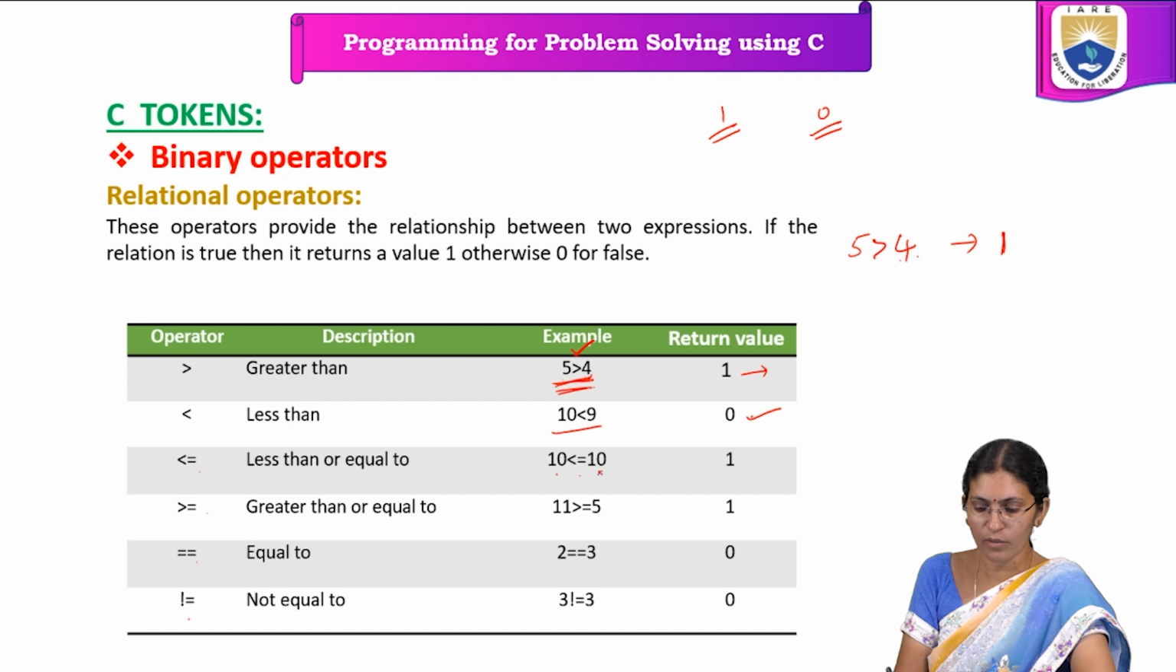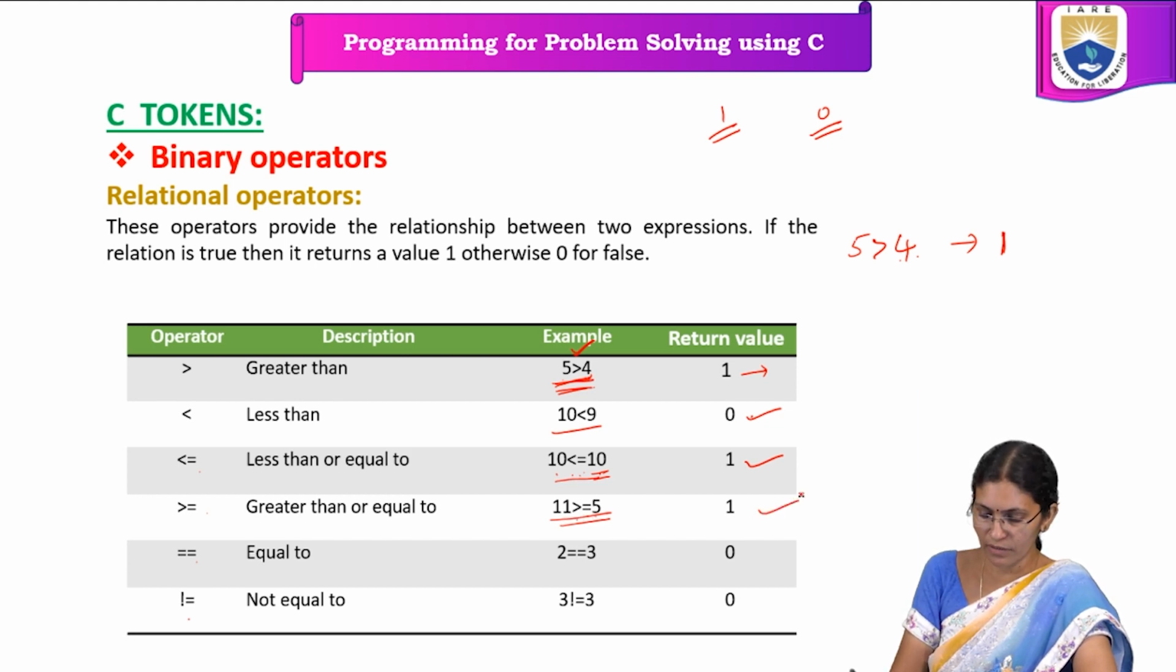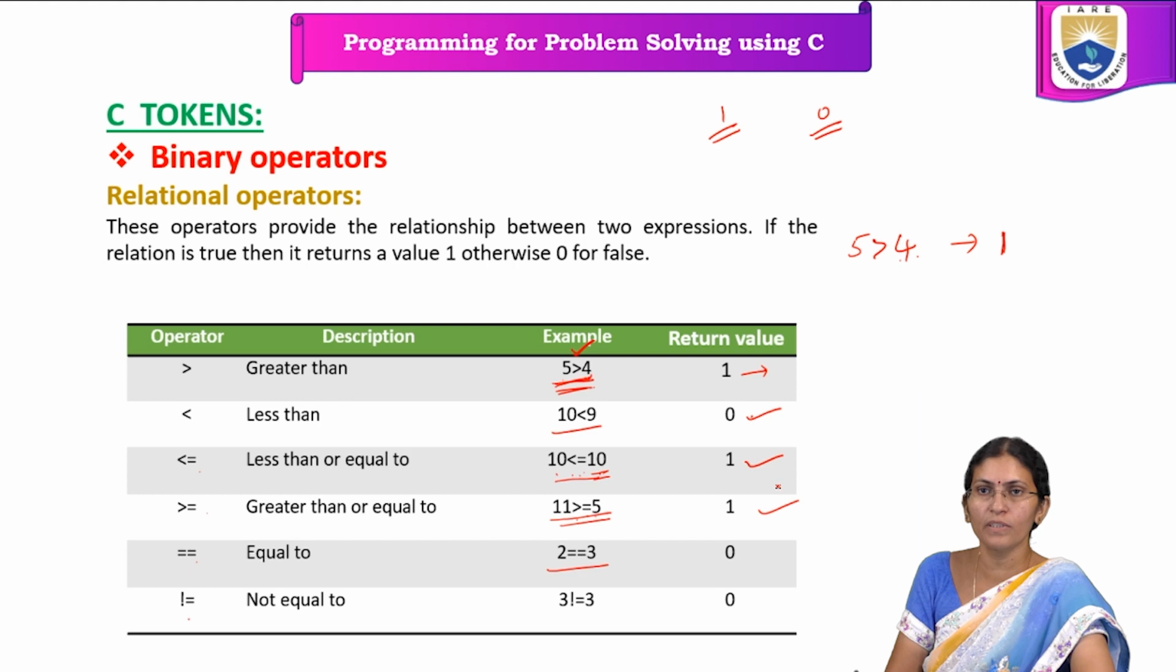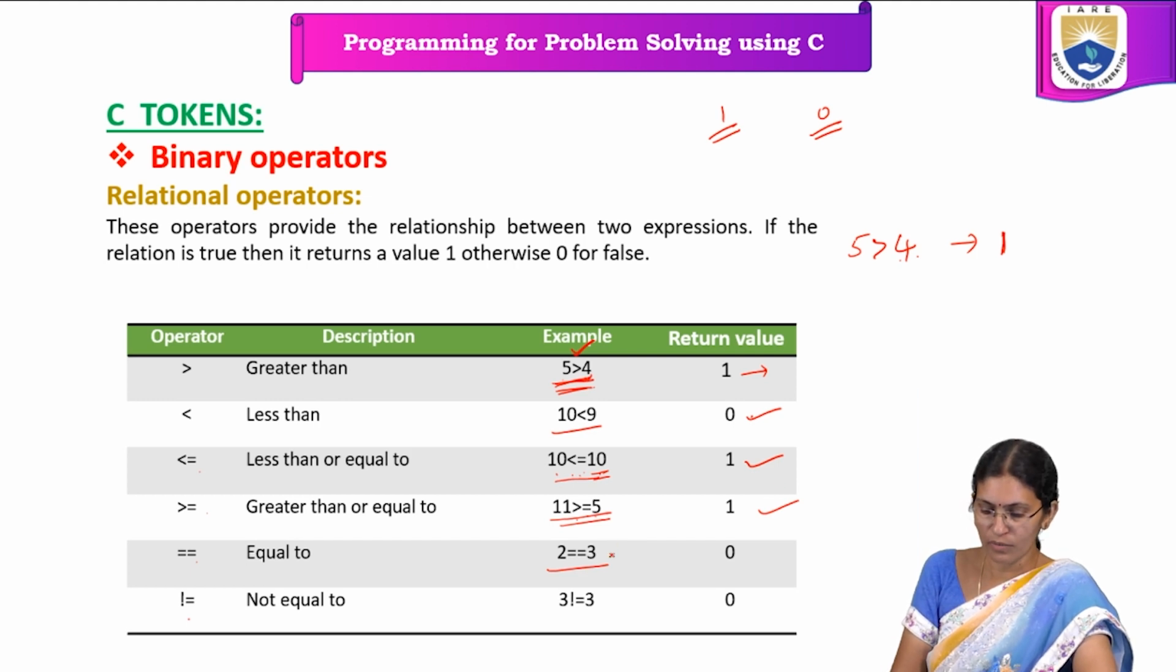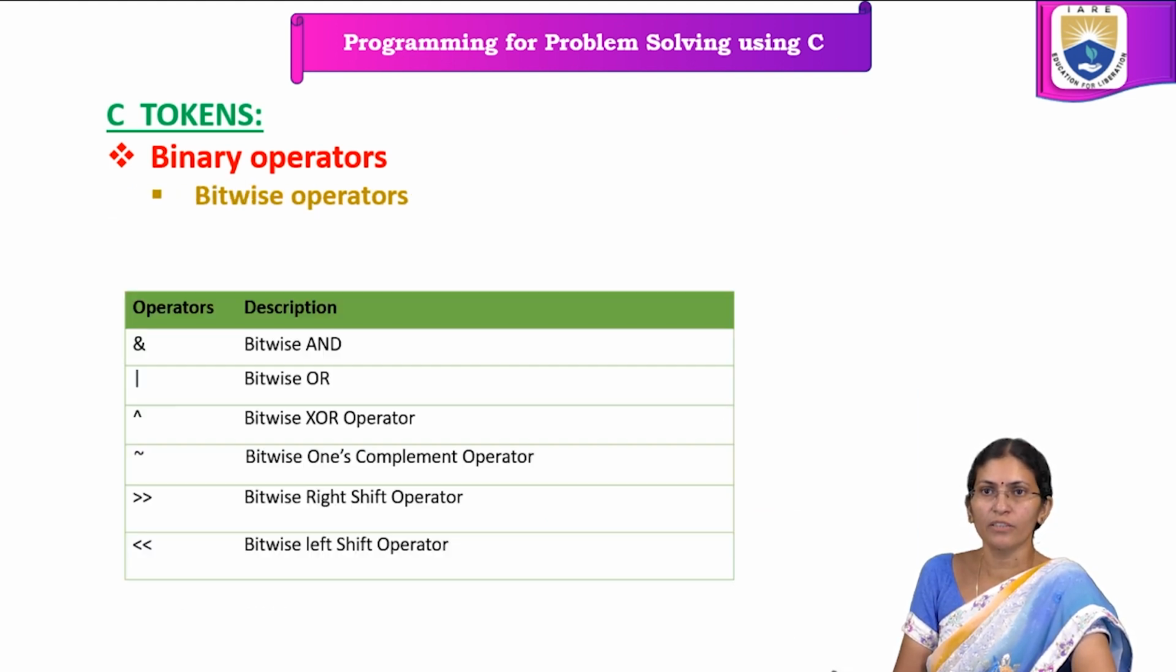Next, 10 is less than or equal to 10. One of the conditions is satisfied, therefore it will return true, that is 1. Next, 11 is greater than or equal to 5. 11 is greater than 5, so it will return true, that is 1. Next, 2 is equal to 3. 2 is not equal to 3, so it will return false, which means 0. Next, 3 is not equal to 3, but 3 is equal to 3, so it will return 0. So in this way, relational operators perform.